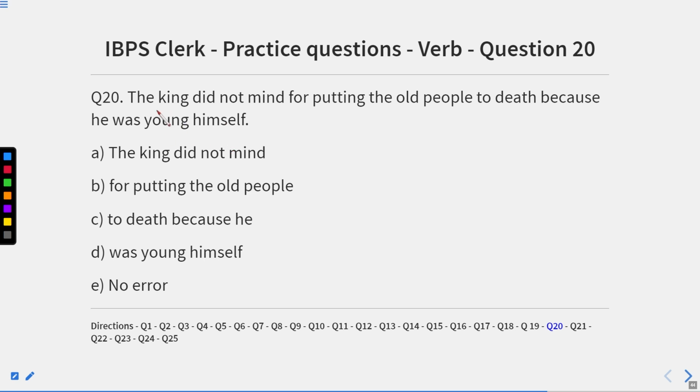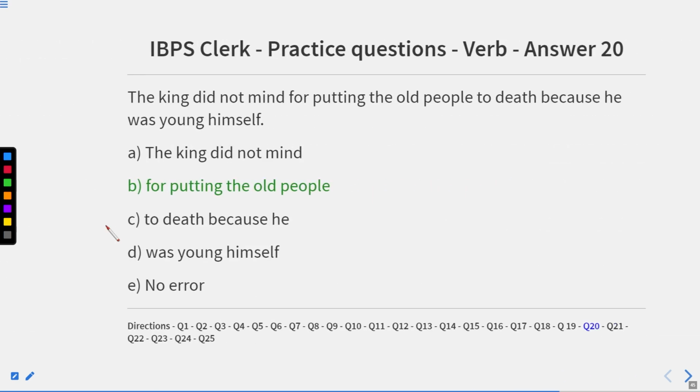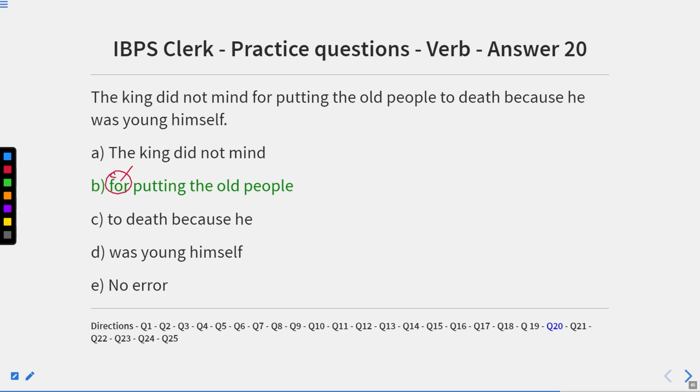That is question 20. The king did not mind for putting the old people to death because he was young himself. So again, if it is written mind, after mind we can only have gerund form. And if the verb is in gerund form, we need not write this for. So the correct answer is B, where this for should be removed. The king did not mind putting. So that will be the correct answer. Now let us move to the next one.